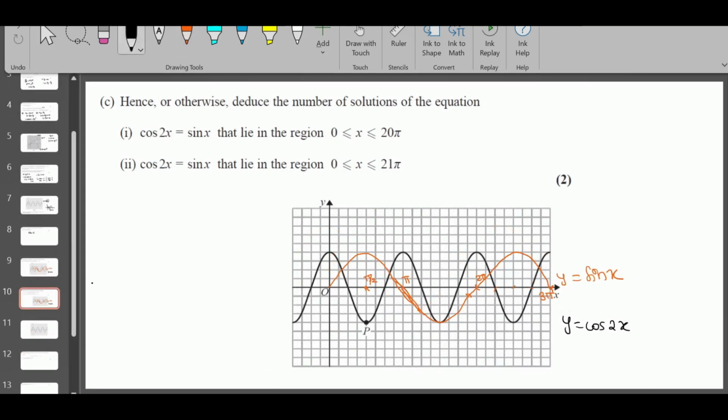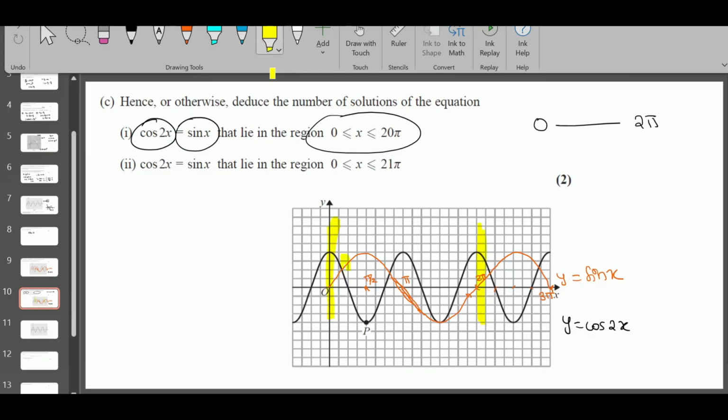Part C now. Hence or otherwise deduce the number of solutions to this equation. Basically they are talking about the points of intersection of these two in this interval. So we are going to look at the interval from 0 to 2 pi and find the number of solutions. So from 0 to 2 pi, this is 0, this is 2 pi here. So you have 1, 2, 3 points of intersection. There are 3 points of intersection.